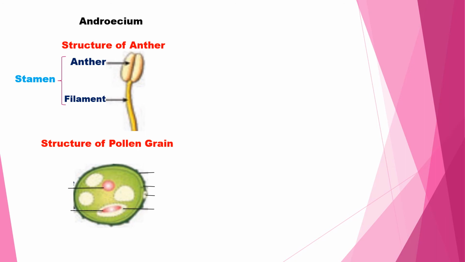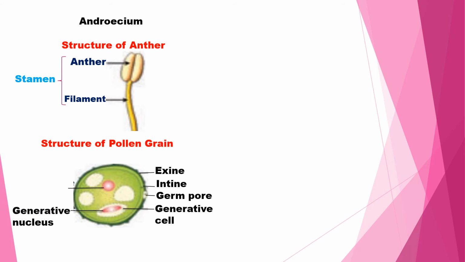In the pollen grain, the outermost layer is exine. The next layer is intine. There is a small pore present. Pore means opening, that is called germ pore. Inside the pollen grain, two cells are there. One is the generative cell. Inside the generative cell, the generative nucleus is present. The other cell is the vegetative cell. About this, we'll see later.